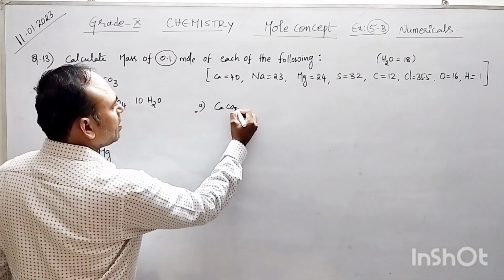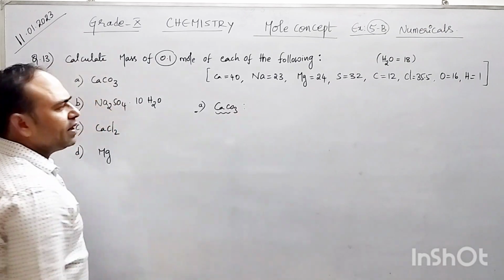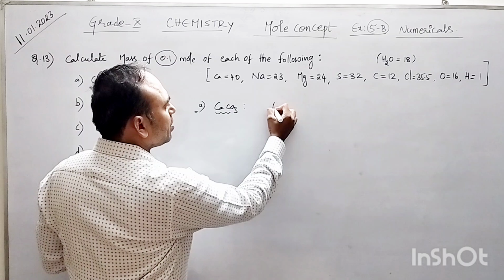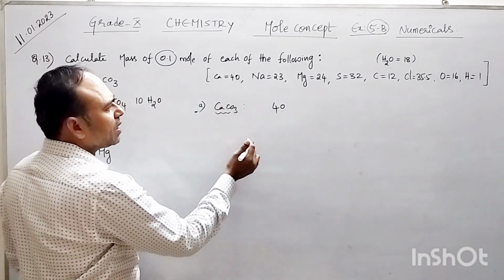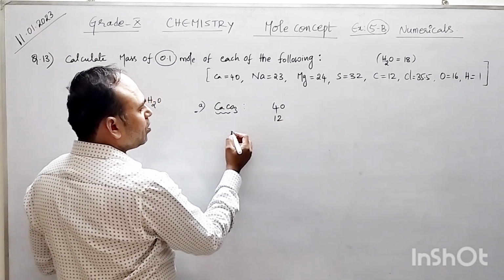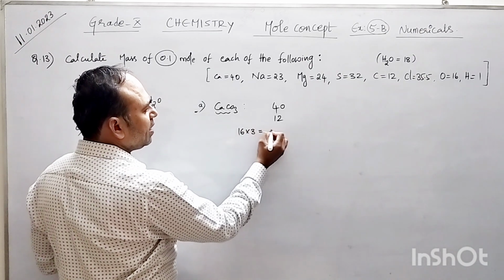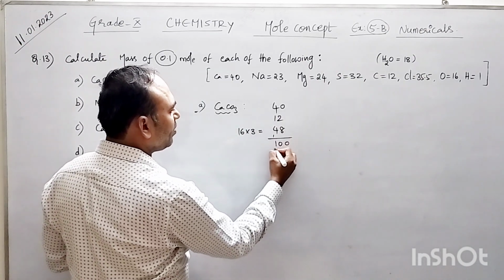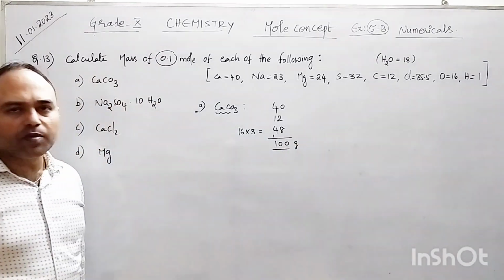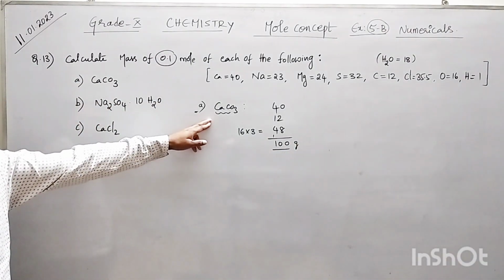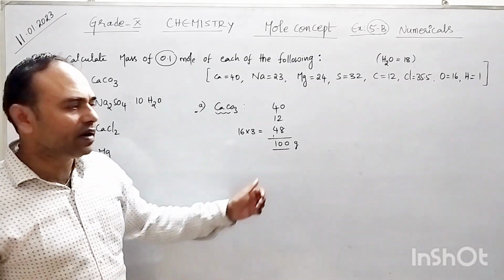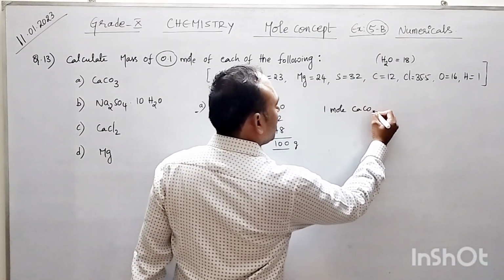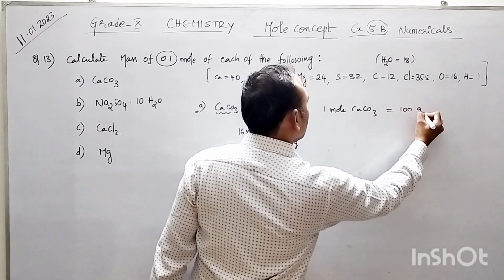For the first one, that is calcium carbonate, you try to find out the molecular mass. First and foremost, calcium atomic mass is 40, carbon you have 12, and O3 you know is 16 into 3, 48. So here we have 40 plus 12 plus 48, so we get 100 grams. So the molecular mass, or 1 mole of calcium carbonate, has a mass of 100 grams. Let us write it like this: 1 mole calcium carbonate has a mass of 100 grams.